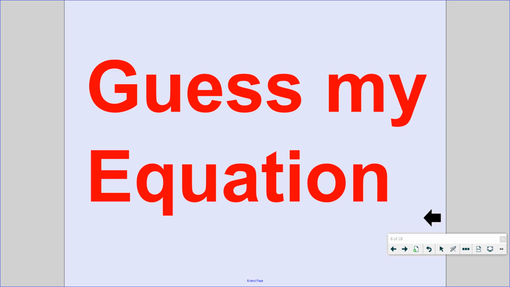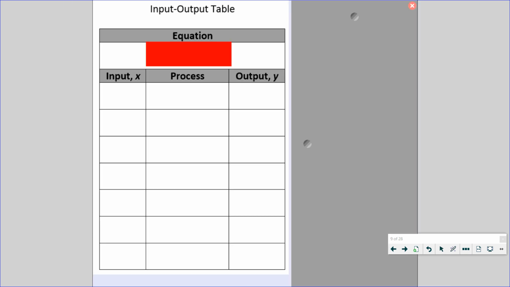So what you're going to be doing for the rest of the class is something called Guess My Equation. One person will be holding a card. You are going to give that person an input number, and he or she will tell you the output number, and you're going to try to guess the equation. For example, someone guess 0? Oh, okay. It will come out as 1. Give me another number.